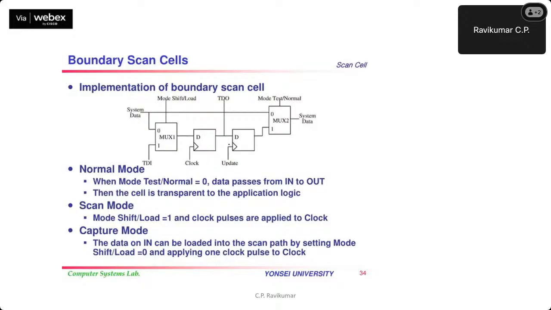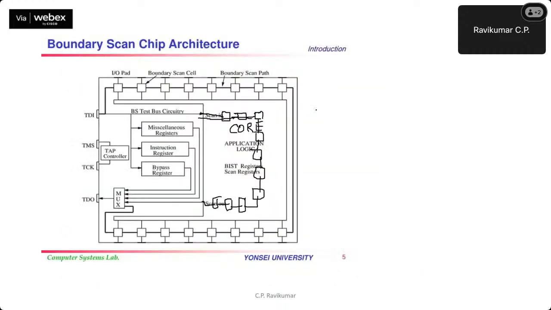So here is what is inside a boundary scan cell. There are in a way two kinds of boundary scan cells. You can think of this as an input boundary scan cell, where this is the external input, and that is going to the core of the chip. You can think of this as an output boundary scan cell, where the output of the chip is going to the boundary scan cell, and the output of that is going to the external world.